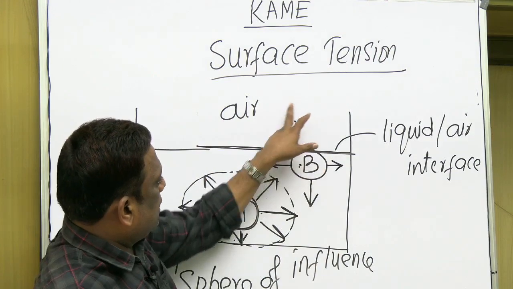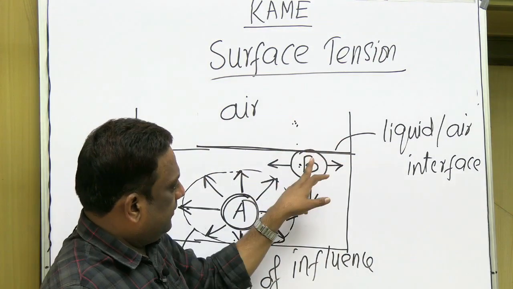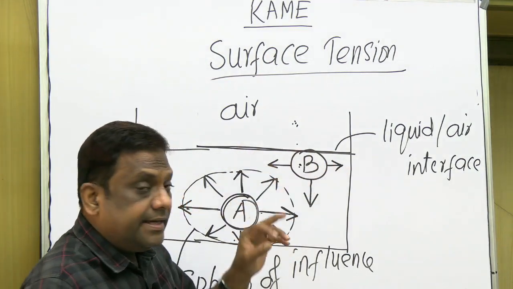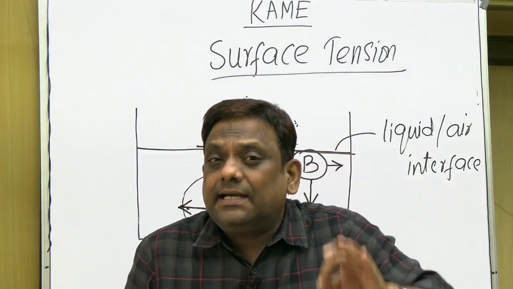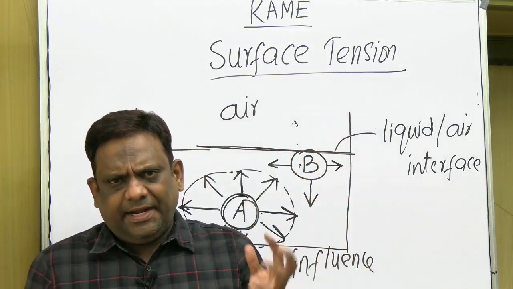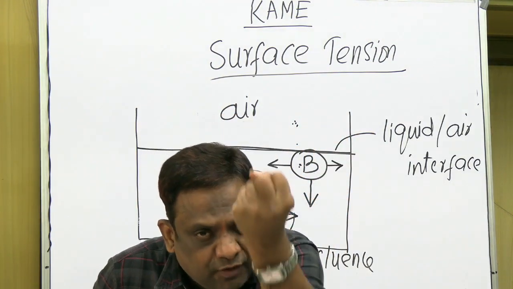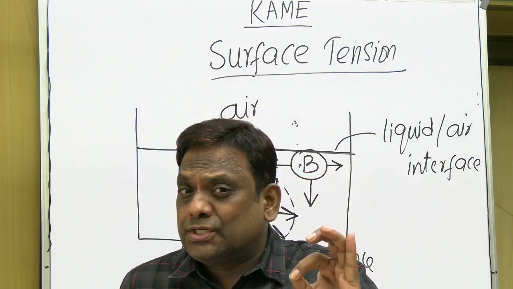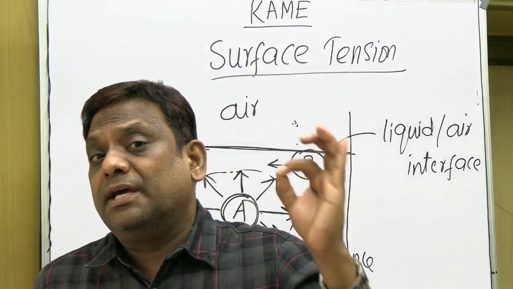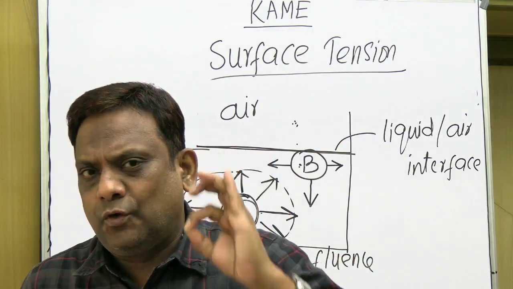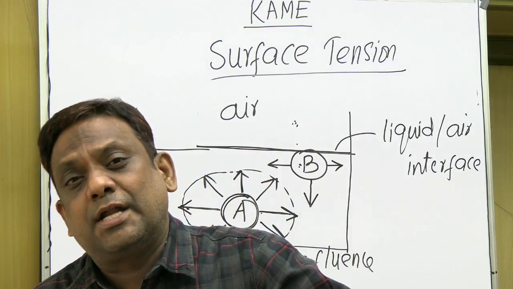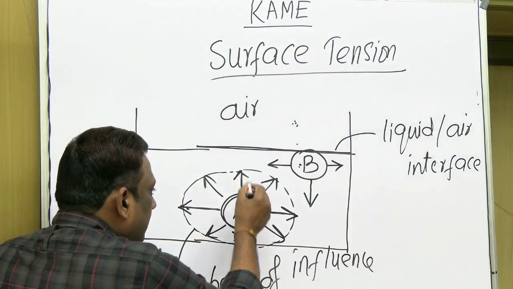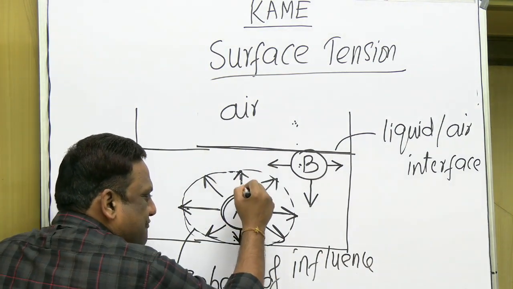So when these attractive forces are negligible, the molecule which is on the surface is under the influence of a net downward force. Molecules at the surface are under the influence of a net downward force. That is, the cohesive forces are not balanced. Unbalanced cohesive force, unlike these molecules, where bottom and top are perfectly balanced.